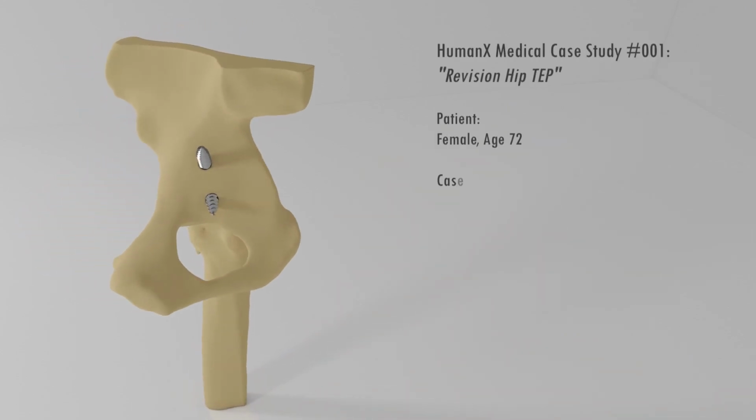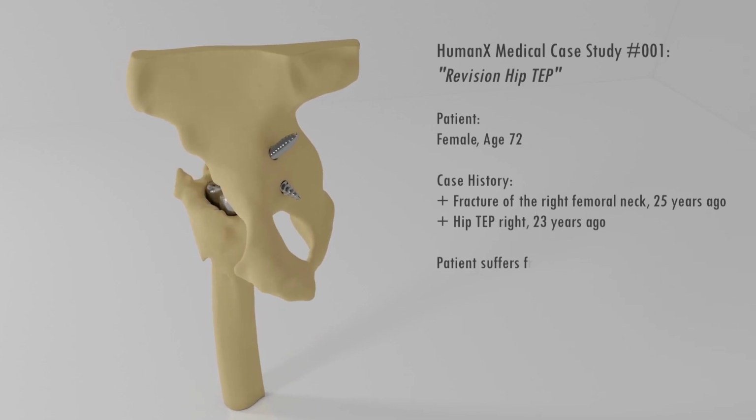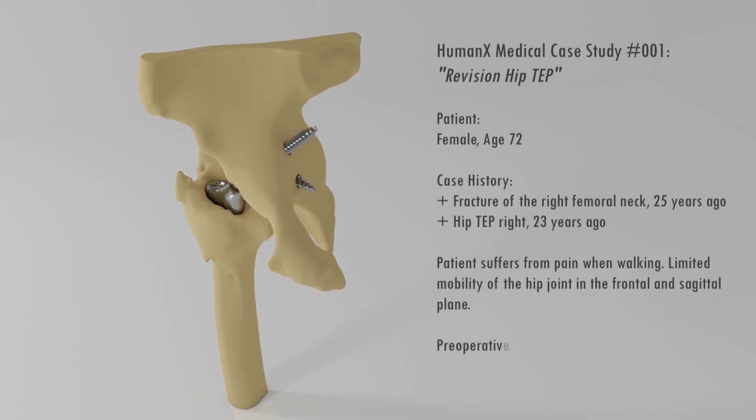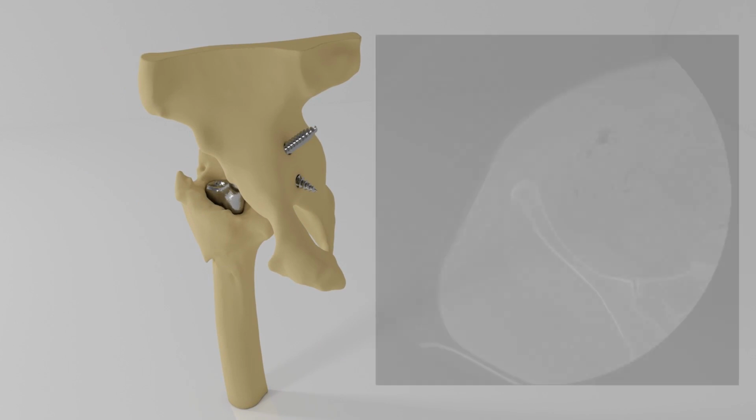This case was brought to HumanX prior to a total hip TEP revision. The provided CT scan indicated 2 incorrectly positioned fixation screws in the acetabulum area. The patient also complained of restricted movement in the hip and severe pain when walking. A key requirement for the model was therefore the representation of the 2 screws as well as allowing full mobility in the area of the joint to examine the existing movement restrictions.